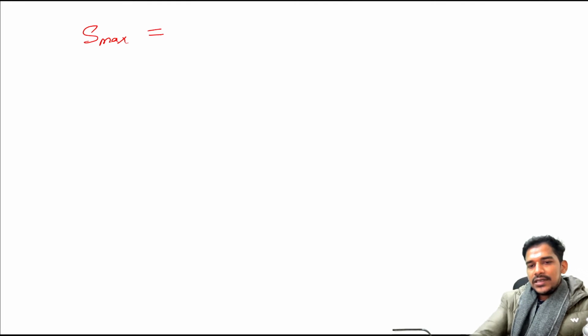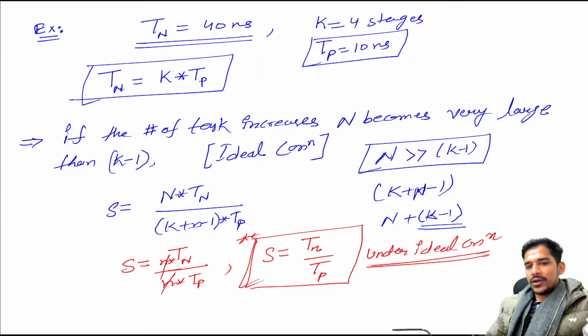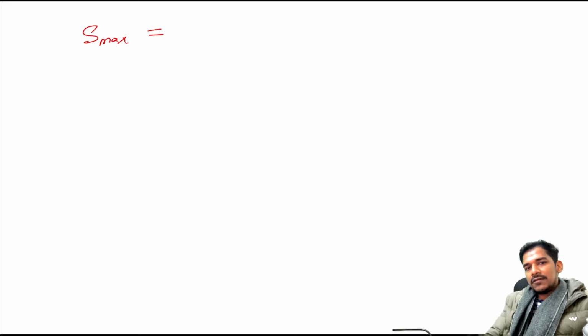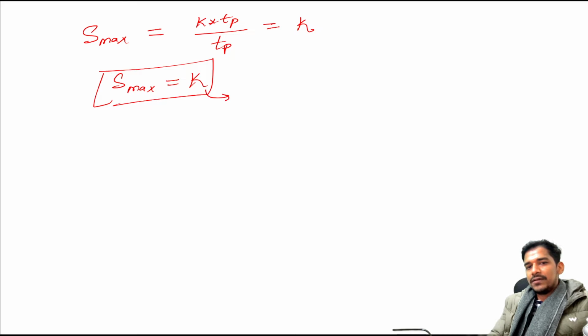So you can put the value Tn = k × Tp in this formula, right? So when Tn is equal to k × Tp, divided by Tp, this becomes equal to k. That means the maximum speedup achievable in pipelining is equal to the number of stages in the pipeline. That is the maximum speedup achievable in a pipelining processor. And this is only theoretical. Till now researchers have not reached this particular speedup, but we are close to this.